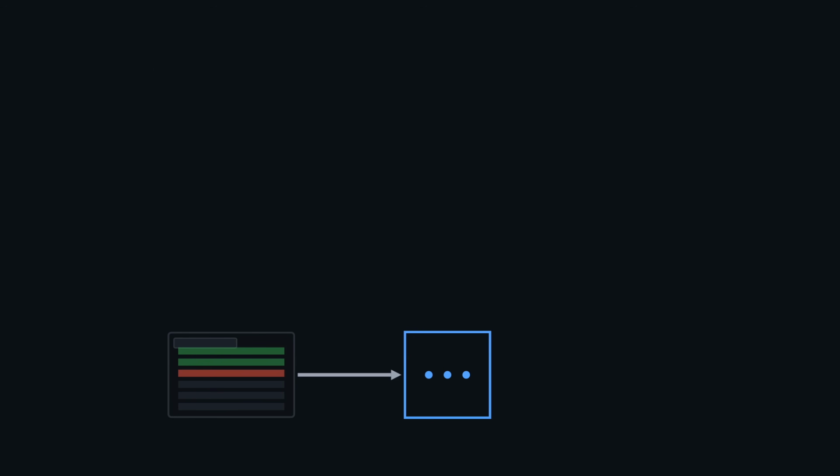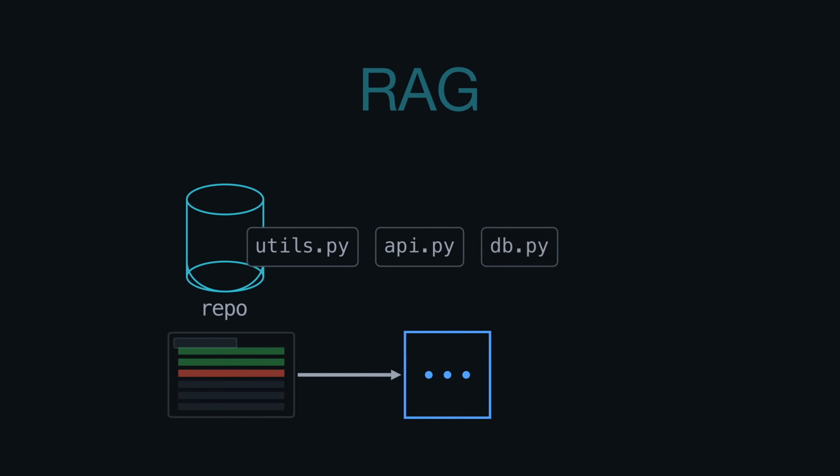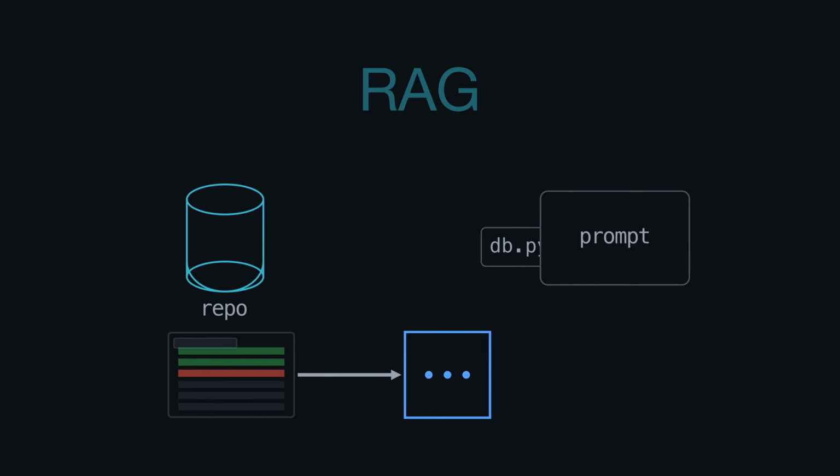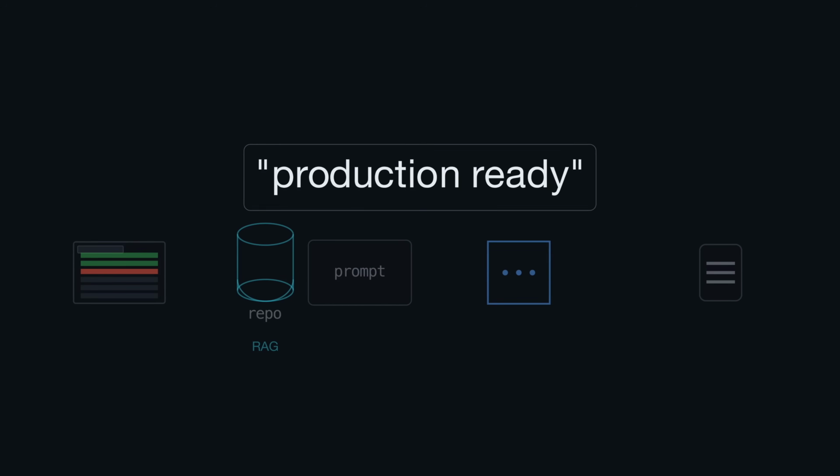And okay, we can do something else as well. We can also add RAG. We can pull some relevant files from the repository. We can stuff them into the nice little prompt. And then we can call that production ready, right?